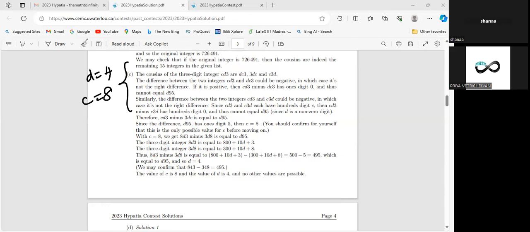Well, if you have 8, 4, 3, and 4, 8, 3. Yeah, so in that case, you have ones digit 0. So that doesn't work, right? That's what they said. And then so that's this one.